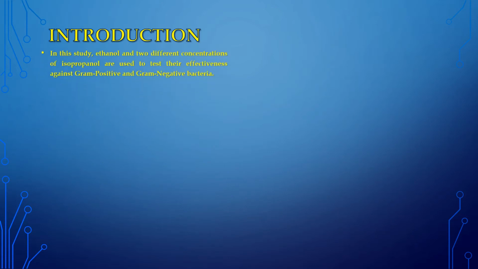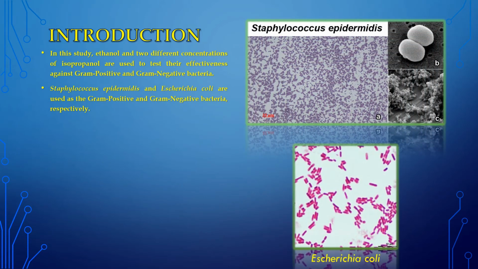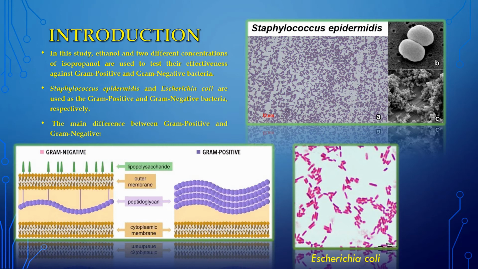In this study, ethanol and two different concentrations of isopropanol are used to test their effectiveness against gram-positive and gram-negative bacteria. Staphylococcus epidermidis and Escherichia coli are used as the gram-positive and gram-negative respectively. The main difference between gram-positive and gram-negative is that gram-positive bacteria has a thicker peptidoglycan cell wall, but gram-negative bacteria have an outer plasma membrane in addition to the one underneath.